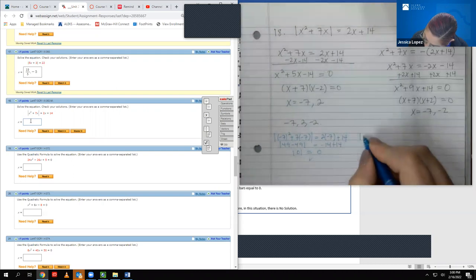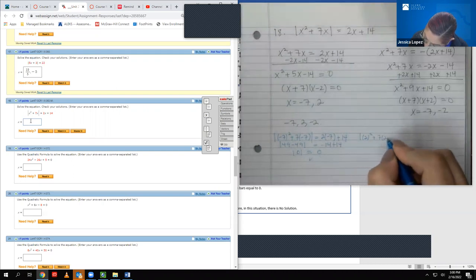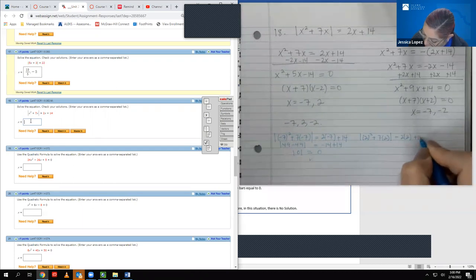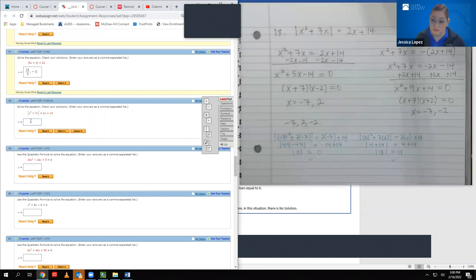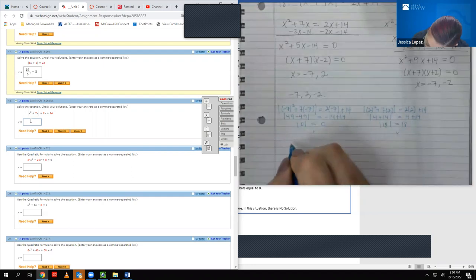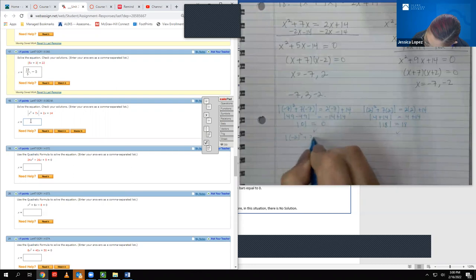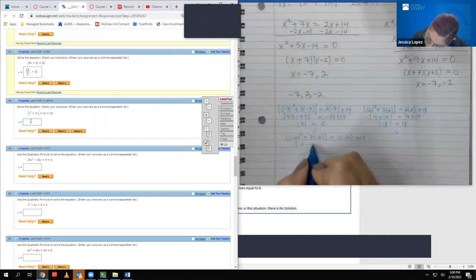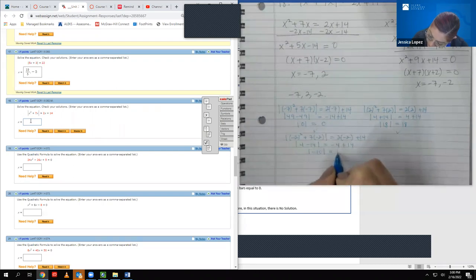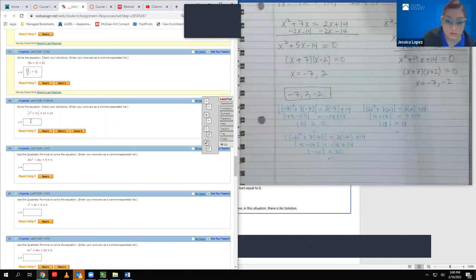Now I'm going to plug in 2. So 2 squared plus 7 times 2 equals 2 times 2 plus 14. I get 4 plus 14 on both sides. So I get the absolute value of 18 equals 18, and that is a true statement. Finally, I'm going to plug in the last. So negative 2 squared, 7 times negative 2, 2 times negative 2 plus 14. I get 4 minus 14 equal to negative 4 plus 14. I get the absolute value of negative 10 equal to a positive 10, which is also true. So that means all three of them are my solutions. So negative 7, 2, and negative 2.